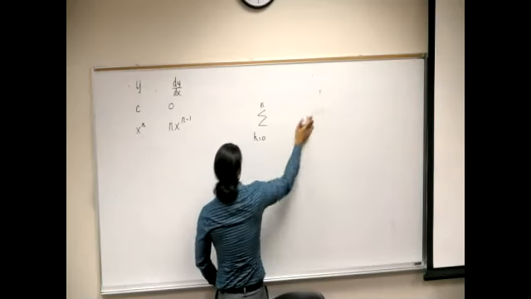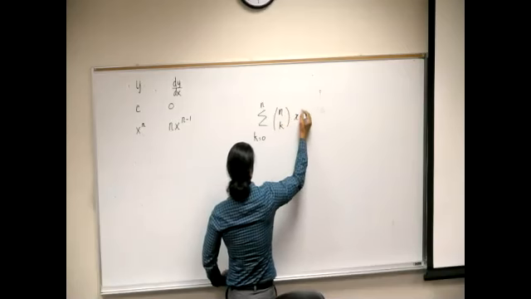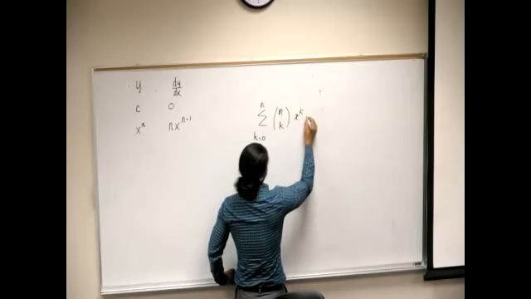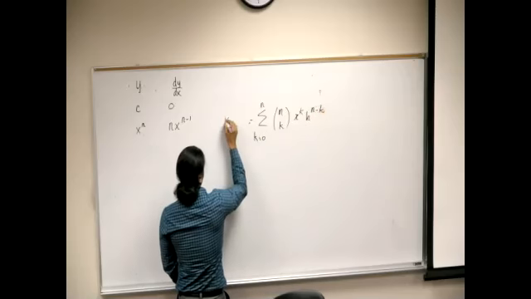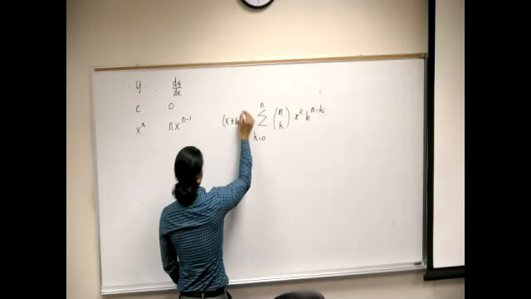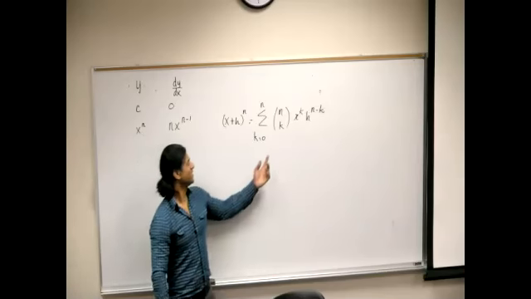Is that K or is that H? That's supposed to be n over K? Haven't seen this before. Long time ago.